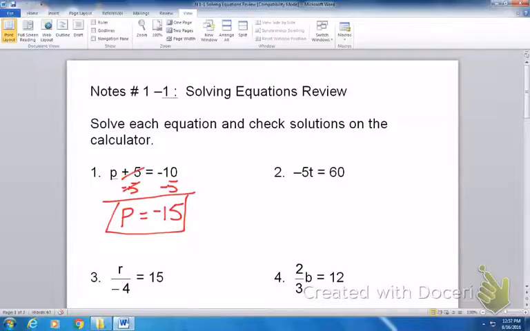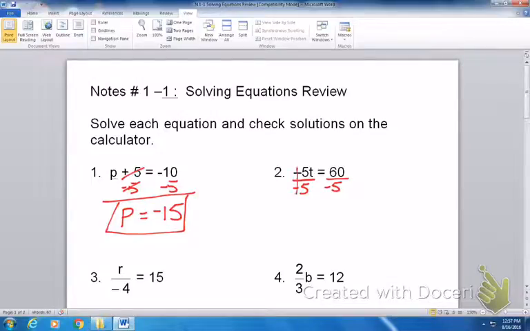Let's look at number 2. Now, the last one had addition. When you're doing addition and subtraction, basically do the opposite to get rid of it. This is not addition or subtraction. It's negative 5t equals 60. So we're talking about multiplication. To undo multiplication, do the opposite, which is division. We want t all by itself, and when something's attached through multiplication, we just divide by it.